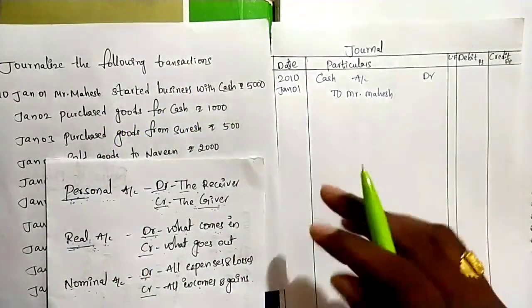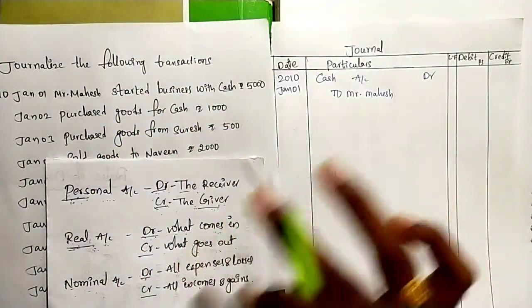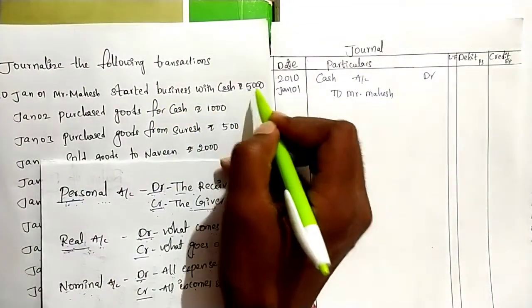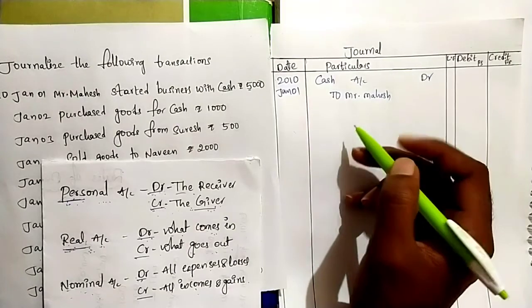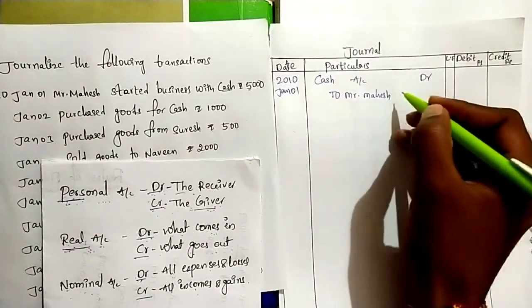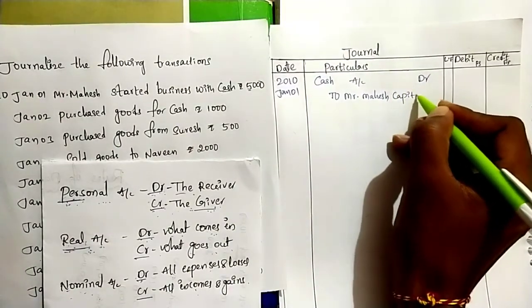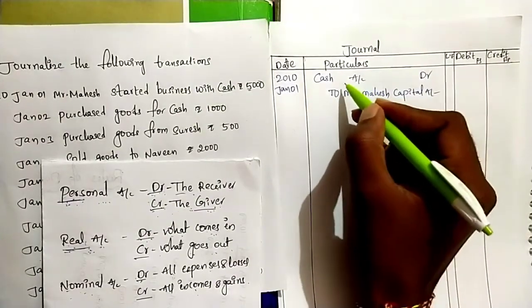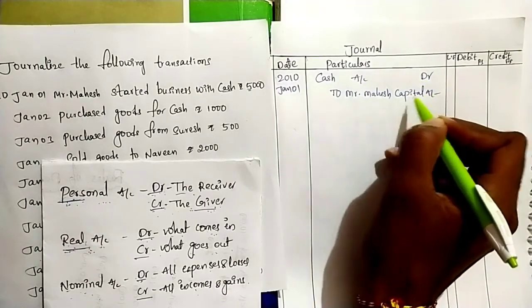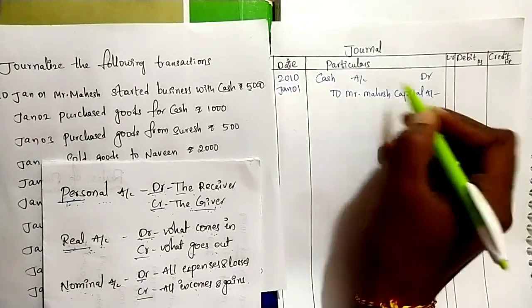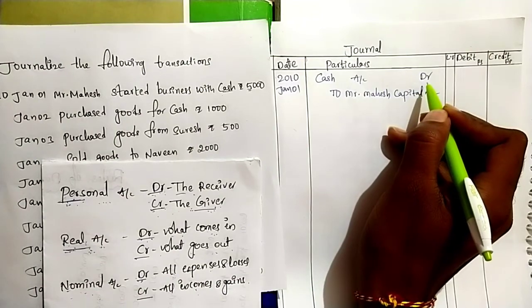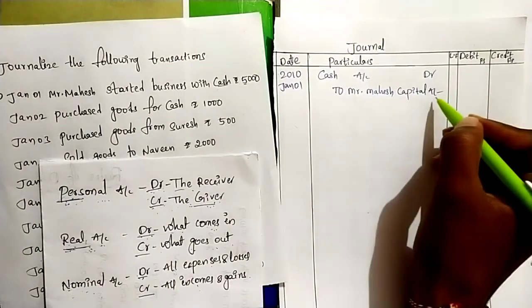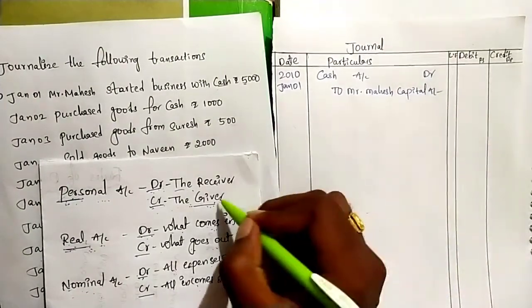Mahesh started business, and the person who starts a business is called the owner. Owner invested amount is treated as capital. So that's why we write Mr. Mahesh capital account. See this journal entry: cash account debtor to Mr. Mahesh capital account. Cash account is debited because cash comes into the business. Mr. Mahesh capital account is credited because Mahesh is giving.